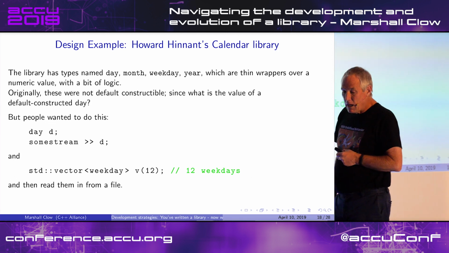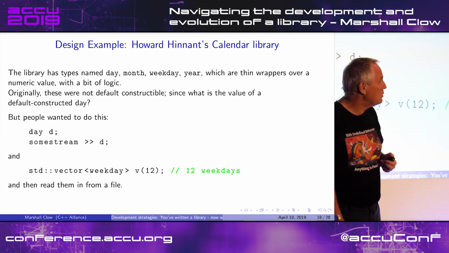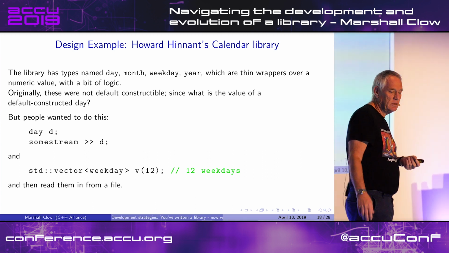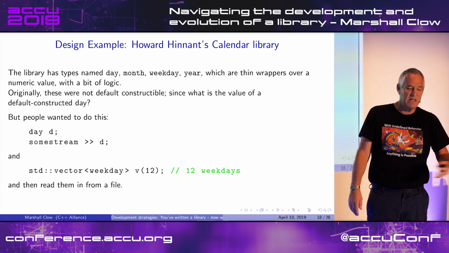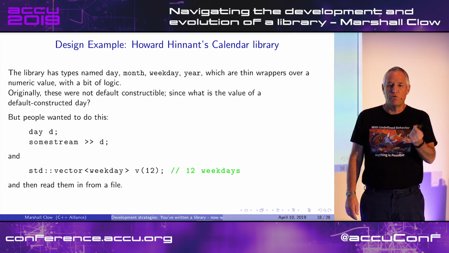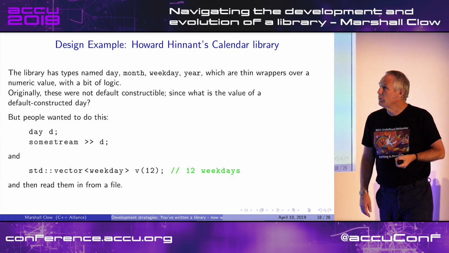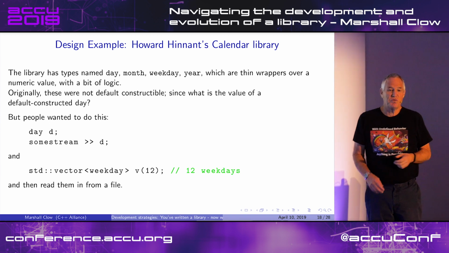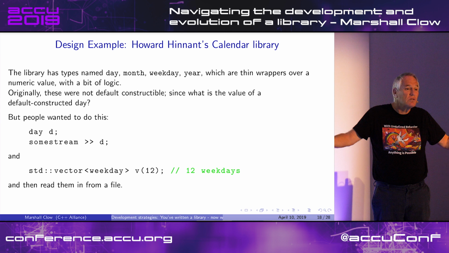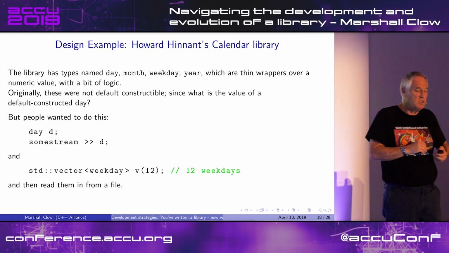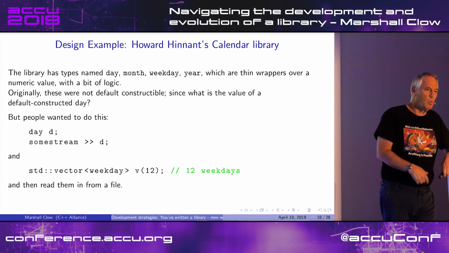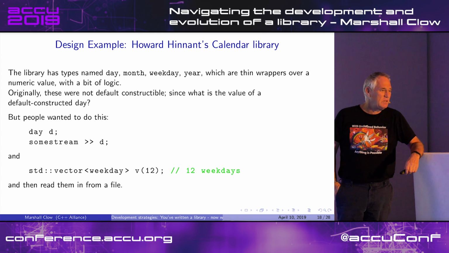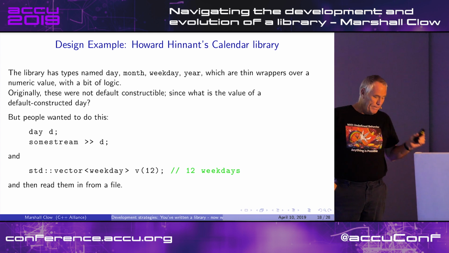Here's an example. This was not really a bug report. We're going back to Howard's calendar library. It has various types, day, weekday, year, which are basically little tiny wrappers over an int, and a little bit of logic. In Howard's original library, these were not default constructible because it made no sense. What's a default constructed day? What does that mean anyway? 1, 0, 42? I don't know. It didn't make any sense to Howard, and so he didn't implement that.